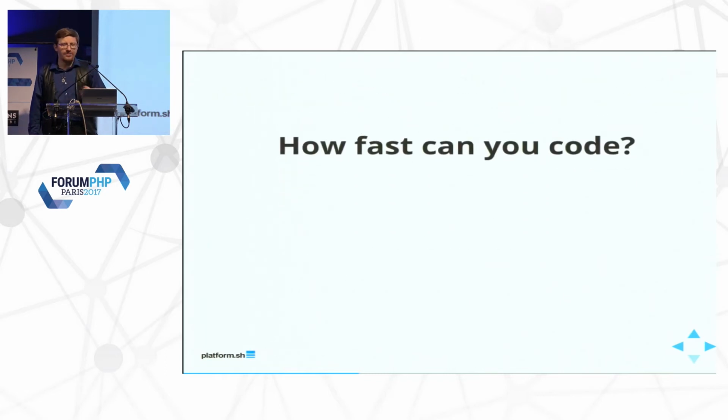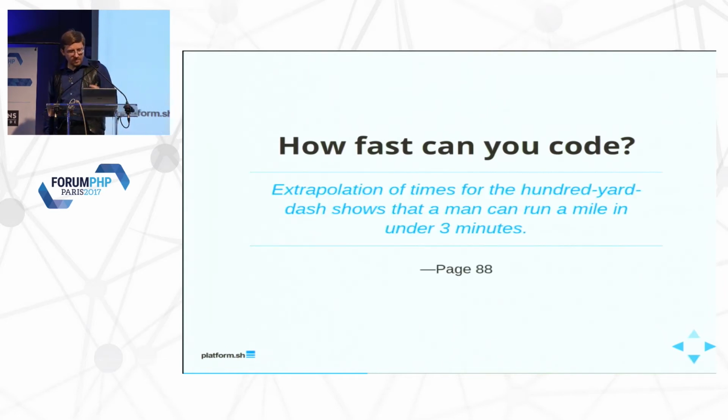Also, how fast can you code? Who thinks they know how fast they can produce code? You're wrong. Because it depends on how much code you already have. Extrapolation of time for the 100-yard dash shows a man can run a mile in under 3 minutes. Because if you can run 100 yards, 100 meters, in this amount of time, then multiply that up to a mile, which should tell you how much time it takes to go that far. Except, no, it doesn't work that way.